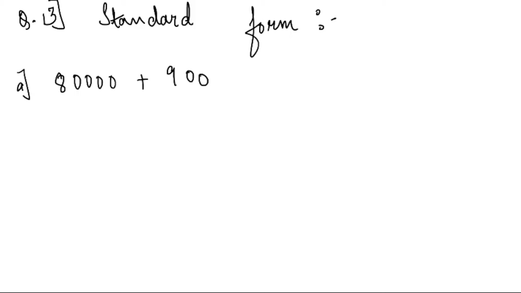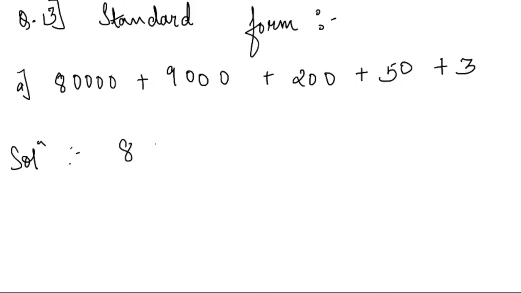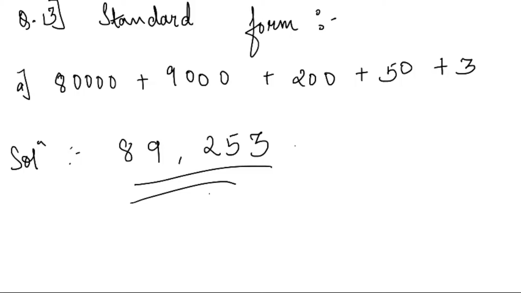So in the standard form, how will you write? We will write it as 89,253. This is the standard form. We just have to write the numbers. Okay. Now next we will go to exercise 1.2.